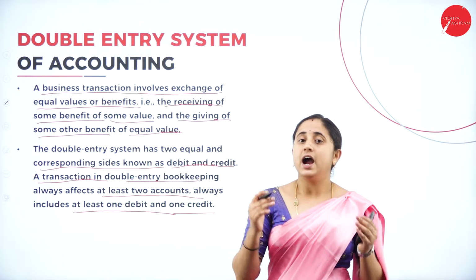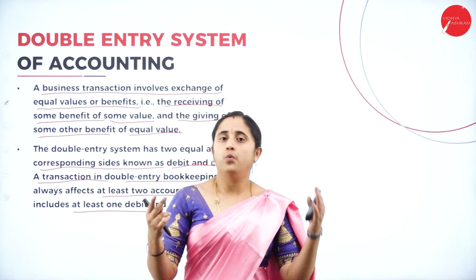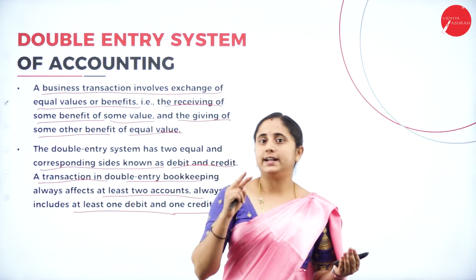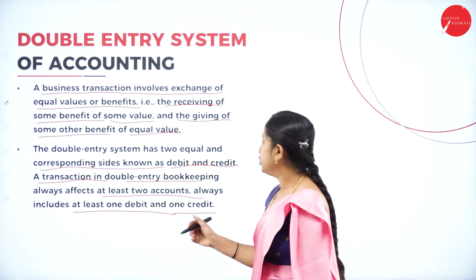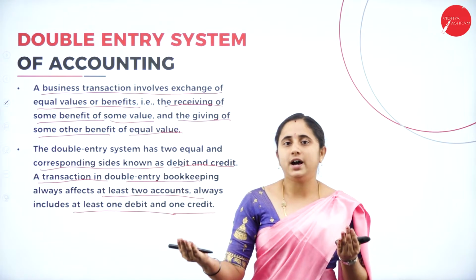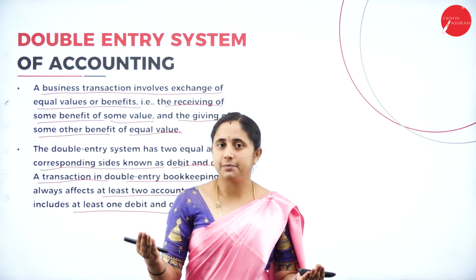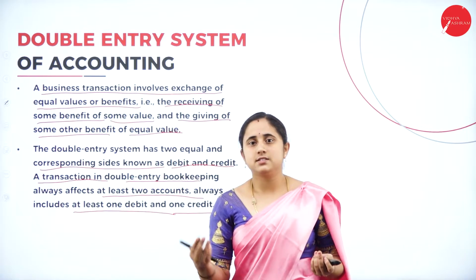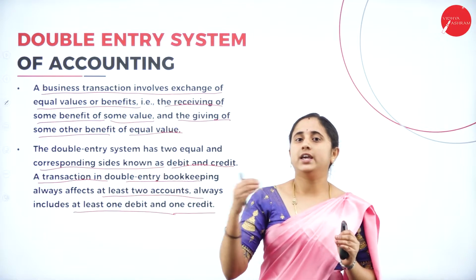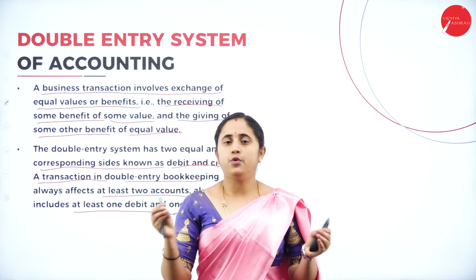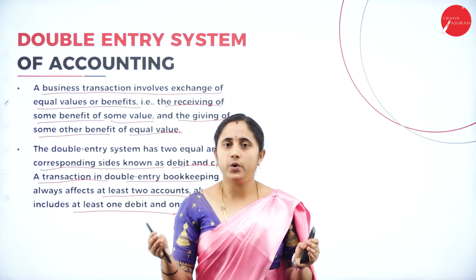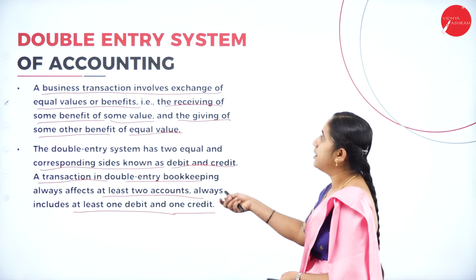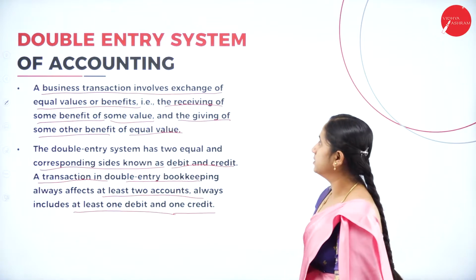So it affects at least 2 accounts. One must be a debit and one must be a credit, so you need to record both the accounts. In simple terms, the double entry system of bookkeeping is recording both the entries of accounts, that means how it affects debit and credit. It is the double entry system of accounting.